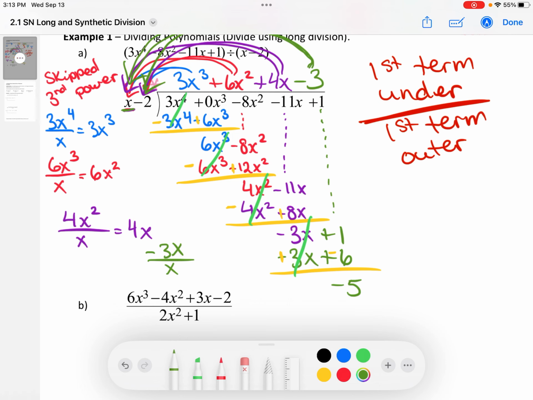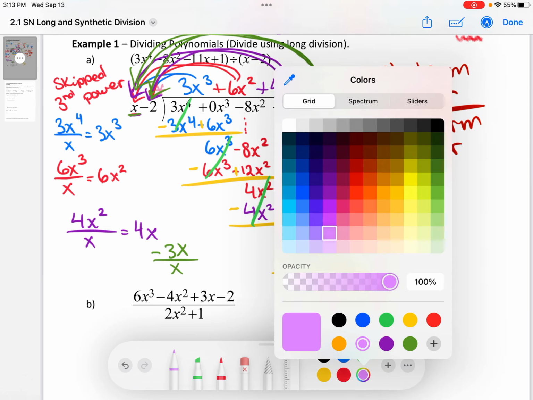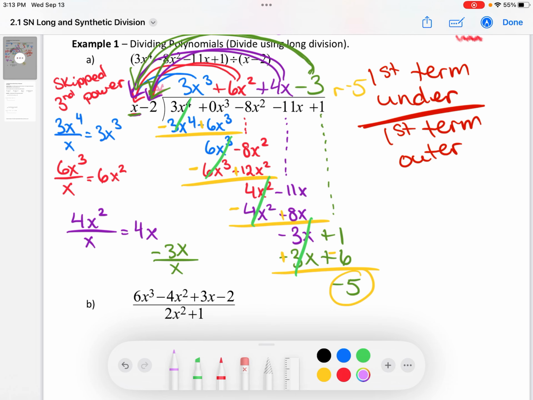And we don't have anything else to bring down. So we're done. This negative 5 is our remainder. Remainder, negative 5. Now, that negative remainder feels weird, but I promise it's okay on these. So, here's our answer. Now, it's written in a pretty yucky form right now, and we're going to clean that up a little bit. There's our process.